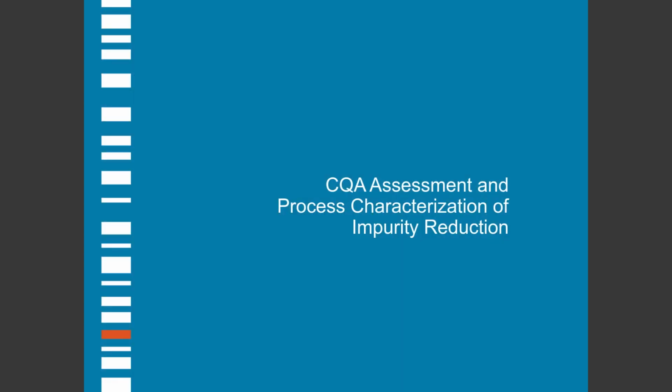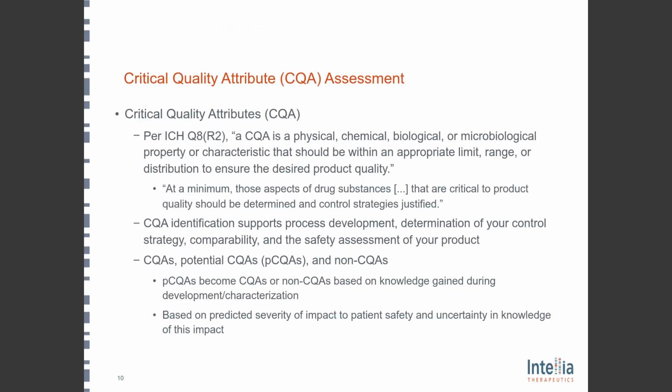So next, we'll talk a little bit about CQA assessment and process characterization of impurity reduction. So critical quality attributes, or CQAs. Per ICH Q8, a CQA is a physical, chemical, biological, or microbiological property or characteristic that should be within an appropriate limit, range, or distribution to ensure the desired product quality. So basically, any quality of your drug product that you need to have within an appropriate range or kept below an appropriate limit is considered a critical quality attribute, right?